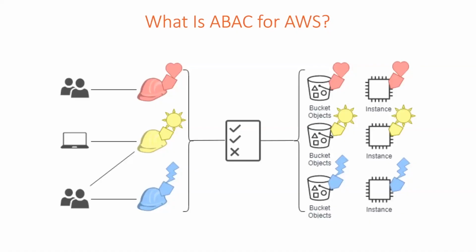For example, you can create 3 roles with access project tag key, and then set the tag value to the first role to heart, like you see on the screen over here. Then you can set the second to sun, and the third to lightning.